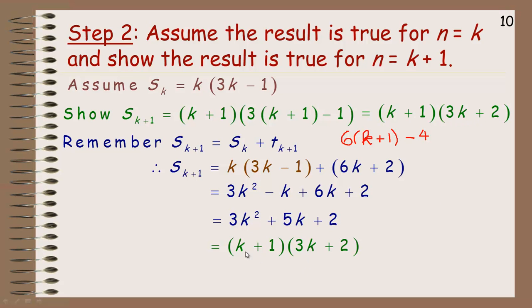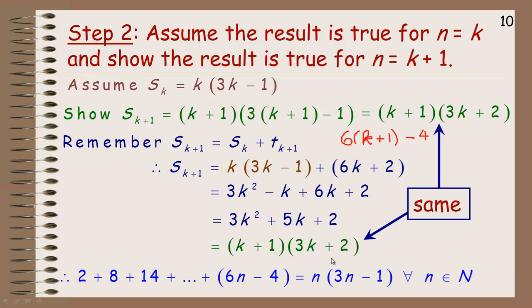We could just check this. k times 3k is 3k squared. This would be 3k, and this product would be 2k, to make 5k. And then 1 times 2, of course, is 2. So the fact that they're the same, that this sum of the first k plus 1 terms does work out to what the formula says it's supposed to equal, that guarantees that the formula works. So 2 plus 8 plus 14, etc., up to 6n minus 4 is always equal to n times 3n minus 1 for all n.